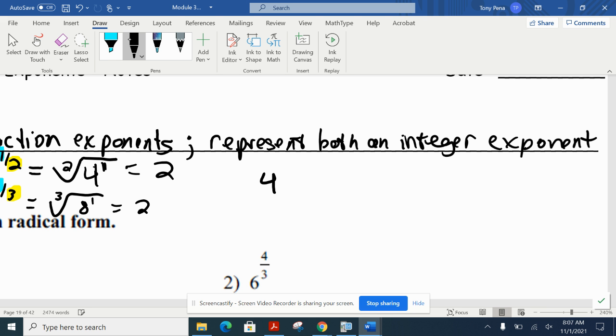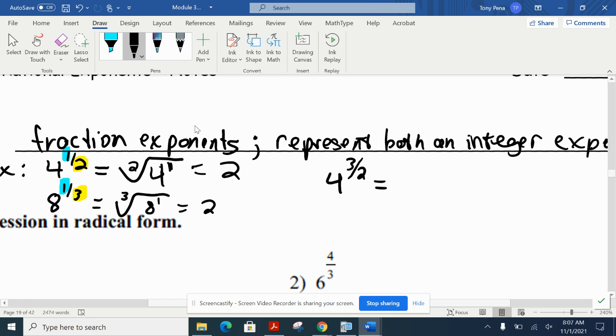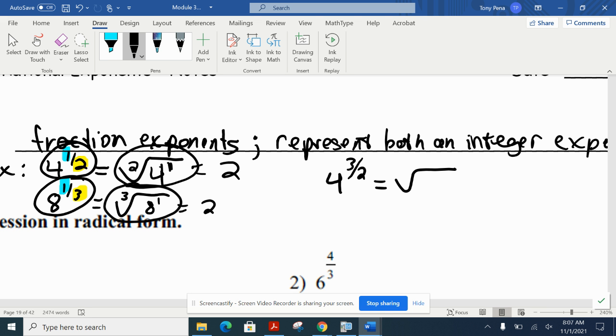Do 4 to the 3/2. See if you're understanding how to rewrite that real quick. See if you're understanding how I am taking this fraction exponent and creating this radical. So try to do that here. This is definitely a radical, but where does the numerator go? Where does your denominator go?